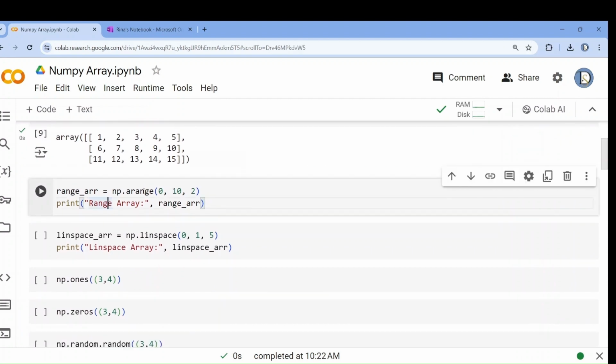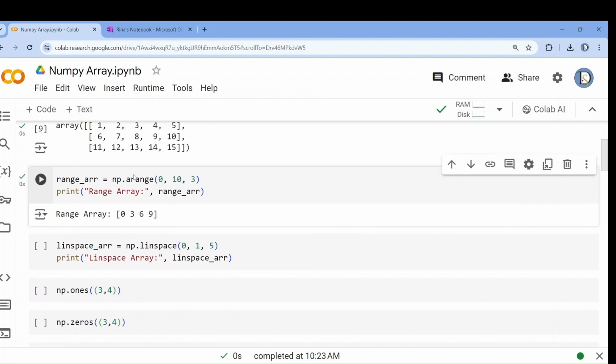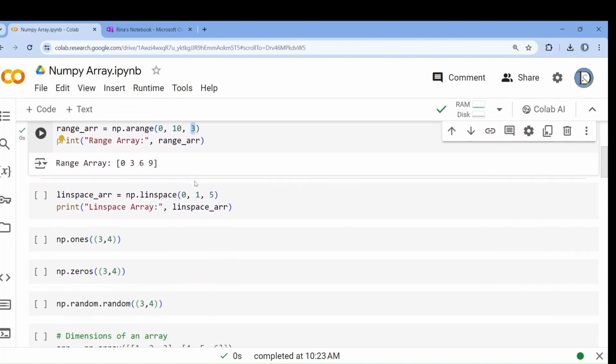Next one is, suppose I want to take all the numbers starting from 0 to 10, but with a gap of 2. Then this will become 0, 2, 4, 6, 8, 10. Every alternate number. If you do 3, then what will become? 0, 3, 6, 9. So it is just creating a range but with a step value. Simple. Like in lists, we have studied these things in lists also.